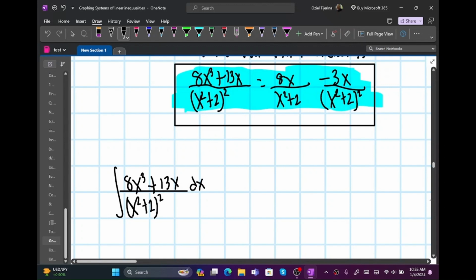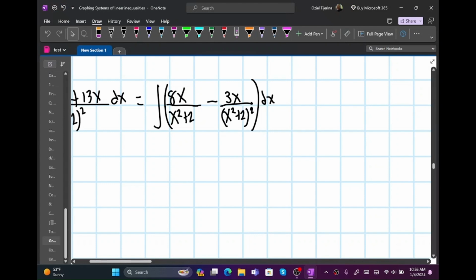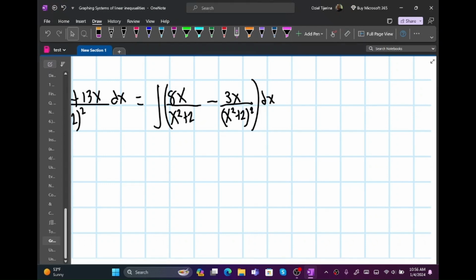And so I'm going to put this as the following. It's going to be the integral of 8x over x squared plus 2 minus 3x over x squared plus 2 quantity squared dx. Okay, so from here, we're going to split it up into two different integrals.